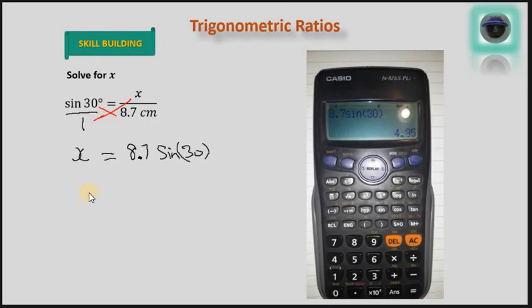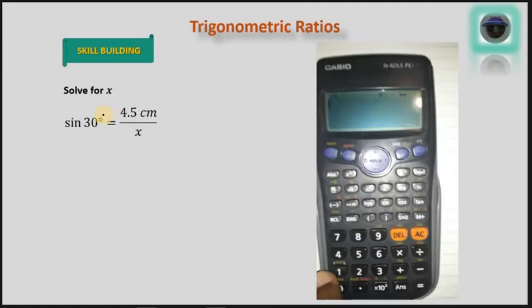Okay, so our answer is 4.35. So x is equal to 4.35. And again, this is in centimeters. All right, so now we will look at the next part of the question. We want to find sine 30 degrees being equal to 4.5 centimeters over x. So we're finding x, or solving for x.